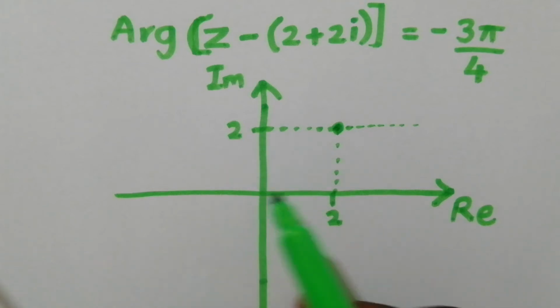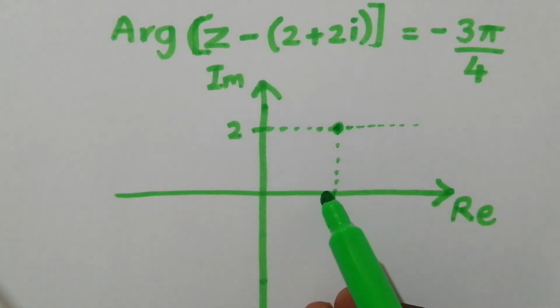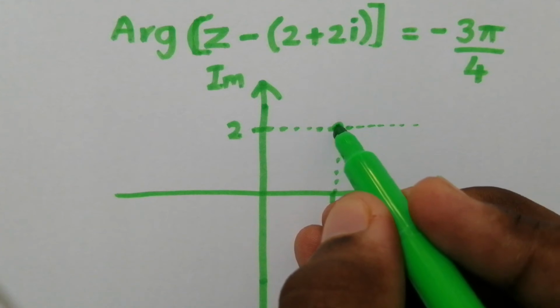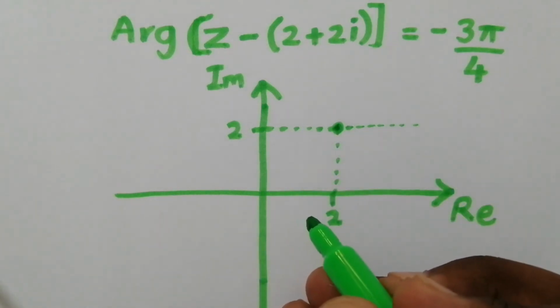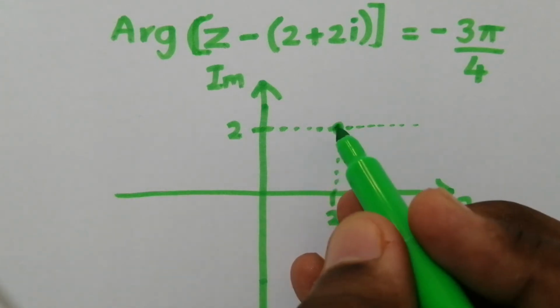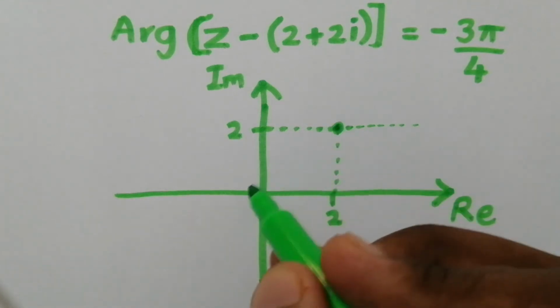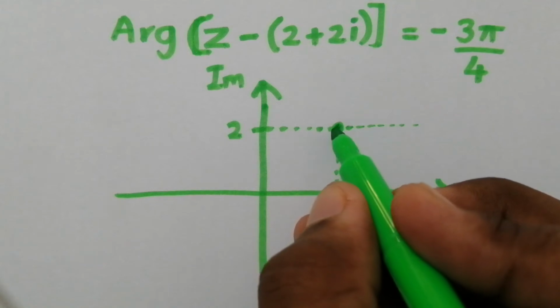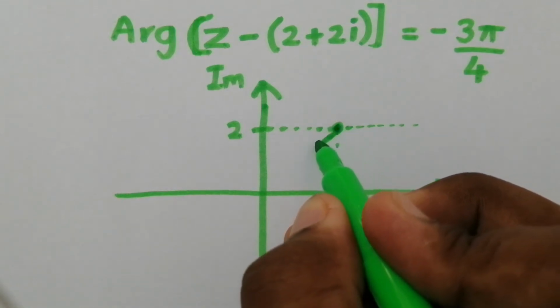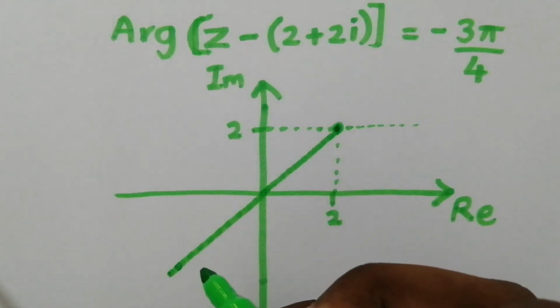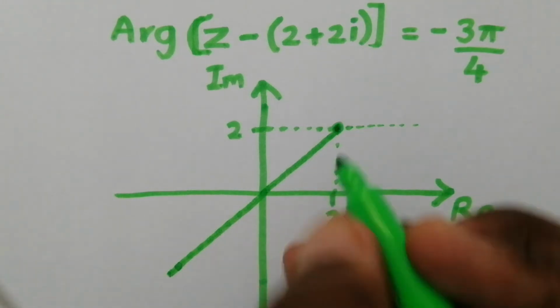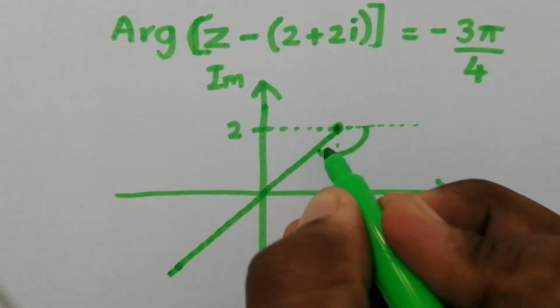You can see these two values are equal. Then if you join these two points, you can form the 45 degrees. It will be an isosceles right angle triangle. Then it will make 45 degrees. Then by joining these two lines, you can mark the path of the Z. Then okay.